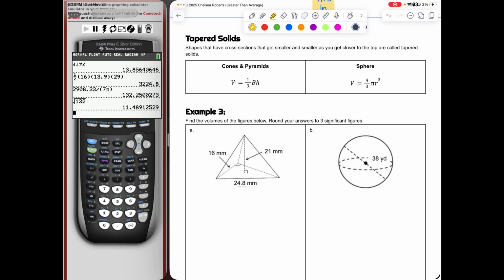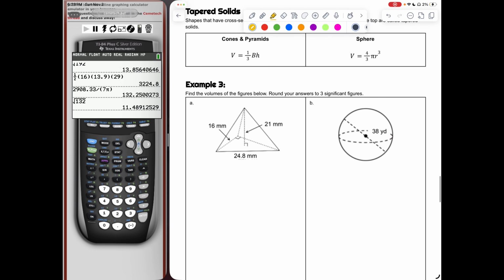So basically, it takes 3 tapered solids to fit into one of the type of shapes, so to speak. If we have a cone, it takes 3 cones to fit into one cylinder. If we have a pyramid, it takes 3 pyramids to fit into a prism. And then we have a sphere, which is like a ball or round shape. The volume of a sphere is equal to 4/3 times pi times r cubed.